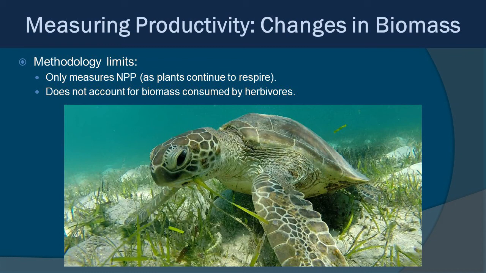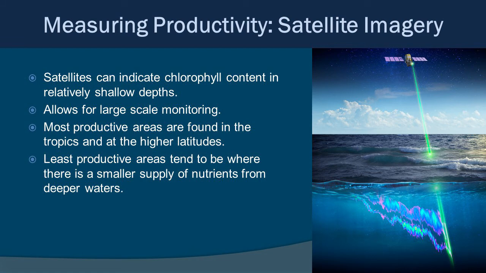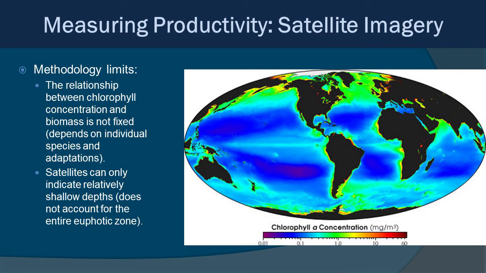taking our data away. Now, another increasingly important method is using satellites that can indicate chlorophyll content in relatively shallow depths. It allows for large-scale monitoring, which is really great to have a global perspective. What we find is most productive areas are found in the tropics and at the higher latitudes. The least productive areas tend to be where there is a smaller supply of nutrients from deeper waters. Here in this image, you can see chlorophyll concentrations globally. And again, look at how they're really concentrated in the polar regions, and there are a few areas elsewhere, especially in coastal regions, things like that.